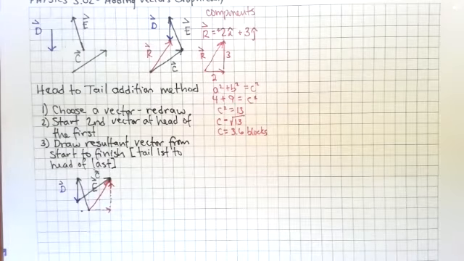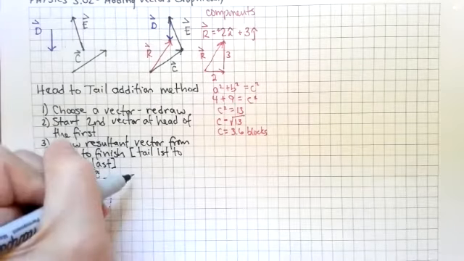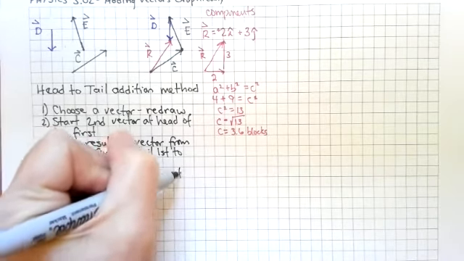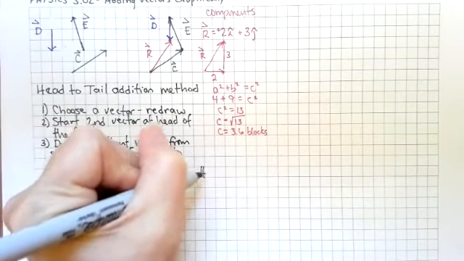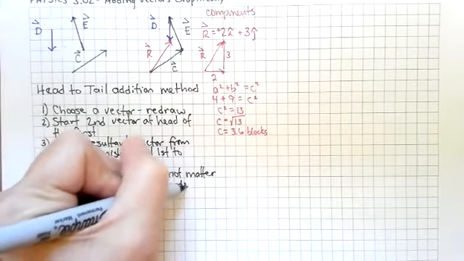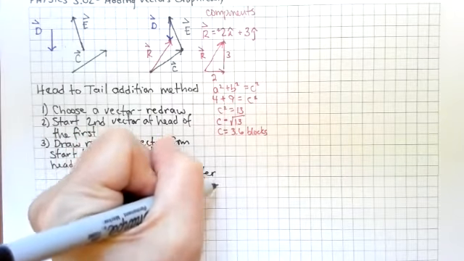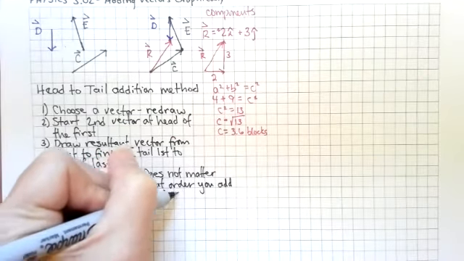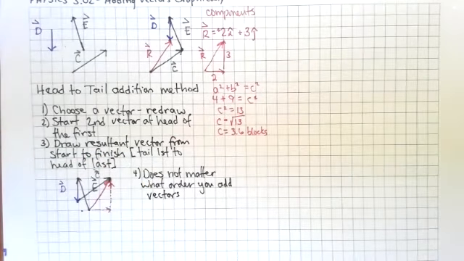So the moral of the story is, it does not matter what order you add vectors. Remember, they're not dependent on coordinates. They're kind of their own entities.